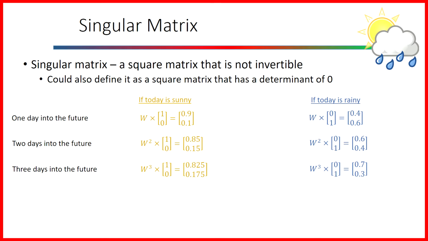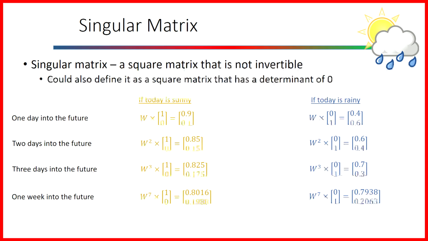Now let's ask about 1 week into the future. Of course, 1 week is 7 days, so this time we simply put W to the 7th power in the equation, and now we see that if it is sunny today, there's an 80.16% chance it'll be sunny 1 week from now, with a 19.88% chance it'll be rainy. And if it is rainy today, there's a 79.38% chance it'll be sunny 1 week from today, with only a 20.63% chance of rain. If we look at this, we can see that whether it is rainy or sunny today, there's about an 80% chance it'll be sunny a week from now.